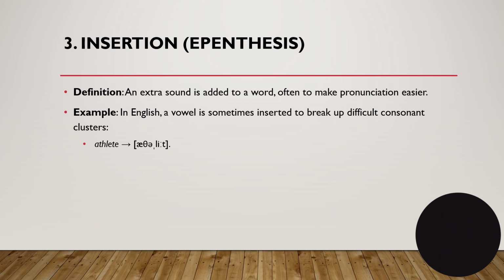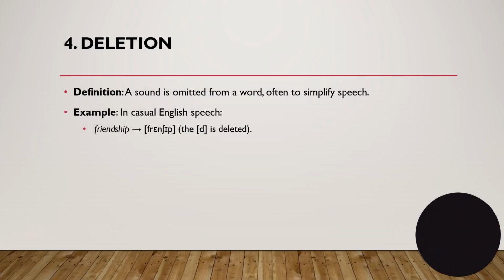Insertion, or epenthesis. Definition: an extra sound is added to a word, often to make pronunciation easier. Example: in English, a vowel is sometimes inserted to break up difficult consonant clusters. For example, the word athlete becomes athelete. Here we have deletion. Deletion is when a sound is omitted from a word, often to simplify speech. Example: in casual English speech, friendship is pronounced as frienship, so the D here is deleted.